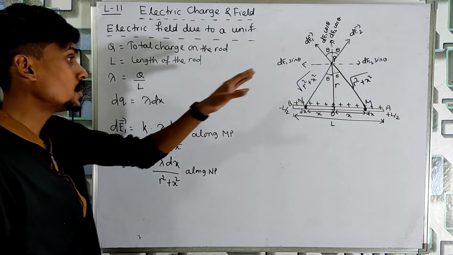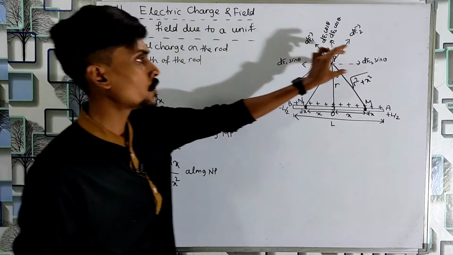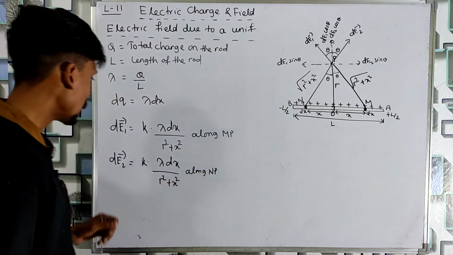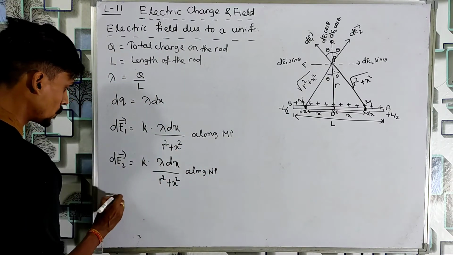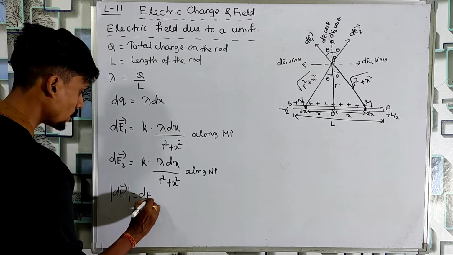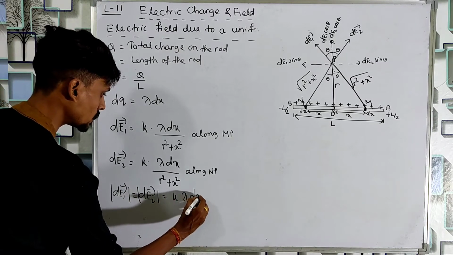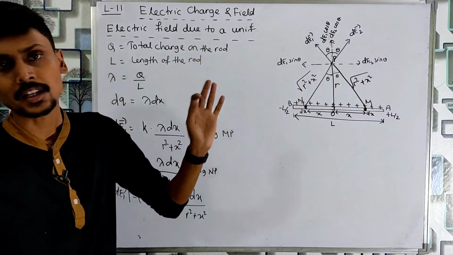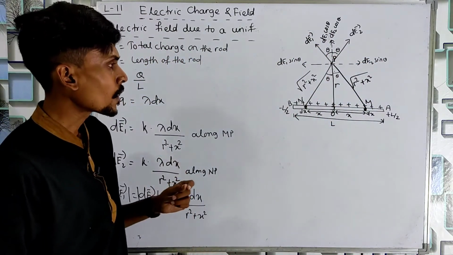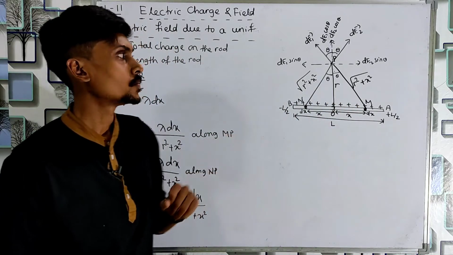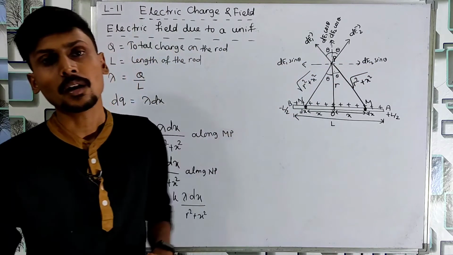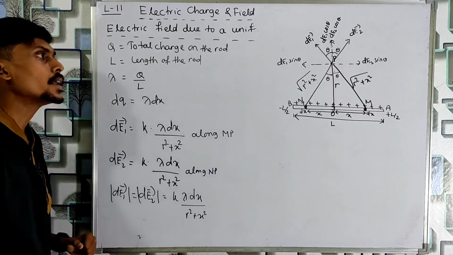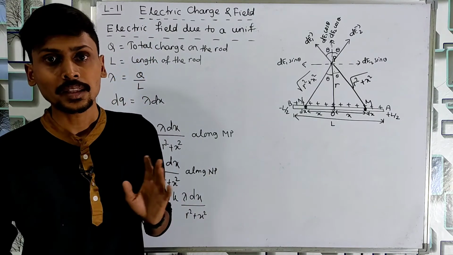Now look at the components dE1 sin theta and dE2 sin theta. These two components have equal magnitude but opposite direction, and that's why they will cancel each other, because dE1 and dE2 have the same magnitude, which is k lambda dx divided by r square plus x square. So due to the two elements, the horizontal or axial component of the electric field is cancelled. But the vertical components, dE1 cos theta and dE2 cos theta, are in the same direction, and that's why they will be added up.